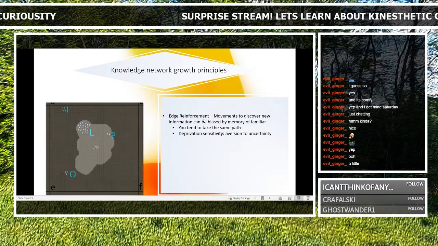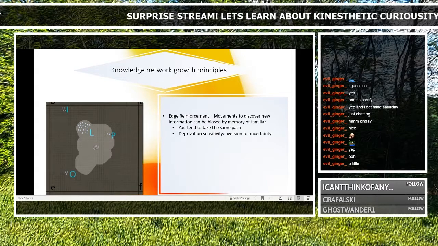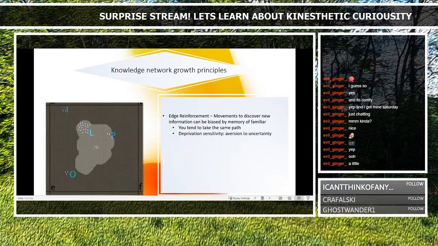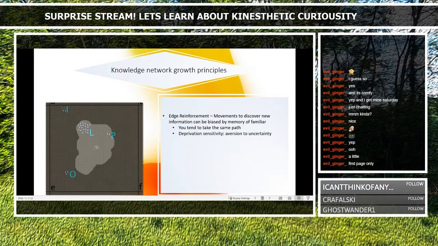The example I use for digital media is, you take the same path. I don't know about you guys, but when I need to search for something, I always use Google. I Google it and then it brings me to the Wikipedia page, and then I go to the Wikipedia page. I never go to Wikipedia first, which is funny because I know I'm going to go to Wikipedia. But it's the first page only.